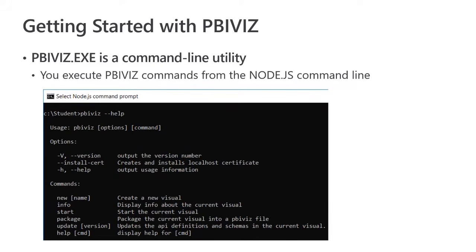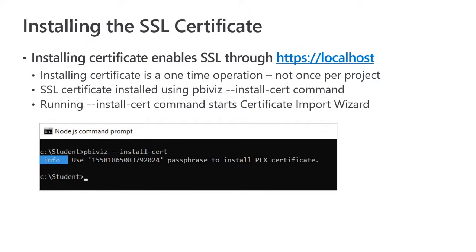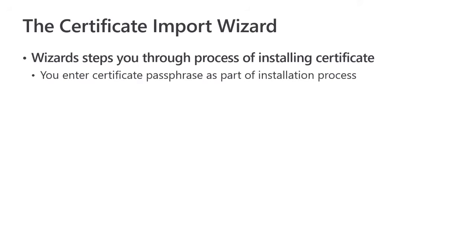Now, another thing that you're going to have to do is a one-time operation where you have to install a certificate on your development machine. The way to do that is you call this command, pbiviz --install-cert. I've already done it. You don't have to do it once per project, you just have to do it once per machine. The idea is it allows you to have a local debugging session through https://localhost.